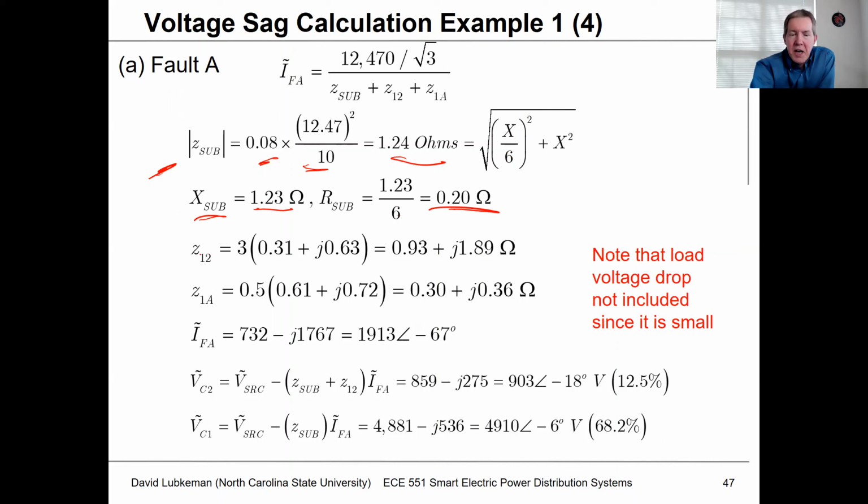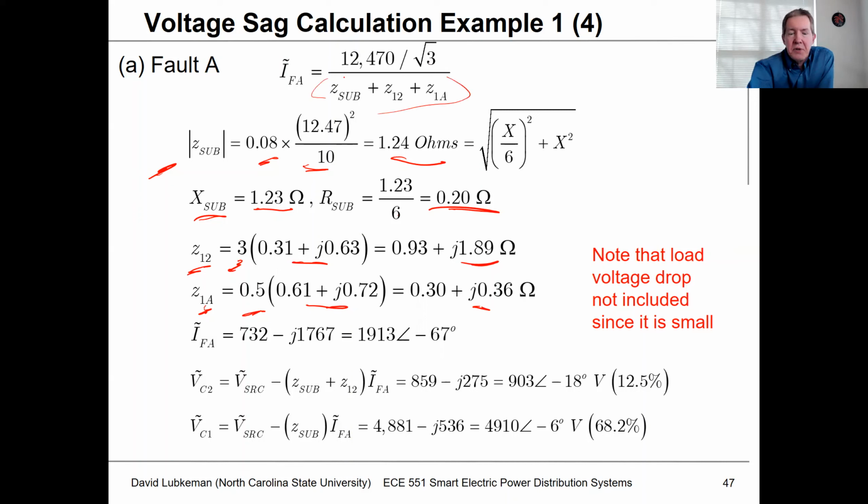And then to calculate Z12, I take the 336 conductor impedance per mile and multiply by the length. It gives me a total impedance here. And for 1A, I take the impedance for the 1/0, multiply by the line length of 0.5, and this gives me the net impedance. So basically, to get IFA, I've got 12,470 divided by square root of 3 to give me a line to neutral value.